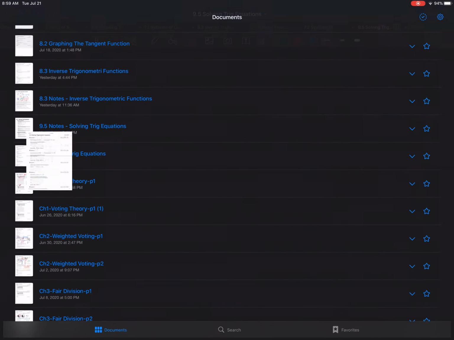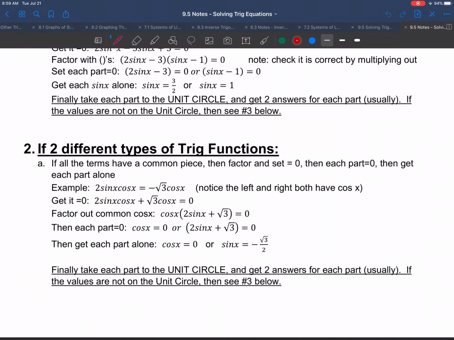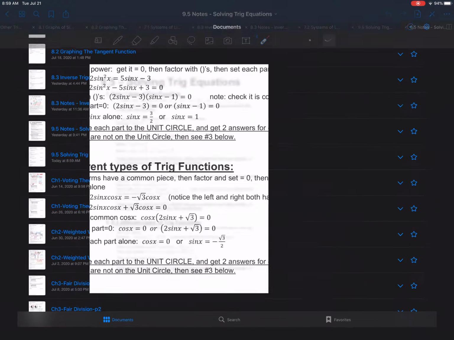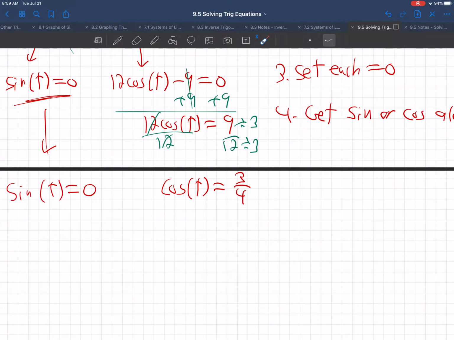Let me go back to the notes. So at this point, it says, finally, when you got it alone, take each part to the unit circle and get 2 answers. And if the values are not in the unit circle, then go to number 3. Okay, well, let's see what we got. So sine of t equals 0. So for that, we can go to the unit circle since 0 is on the unit circle, right?